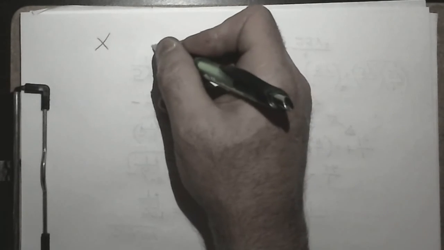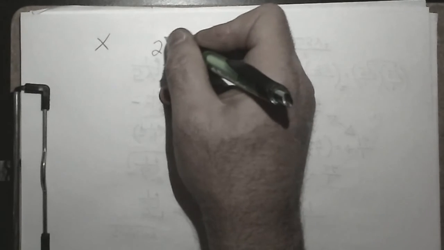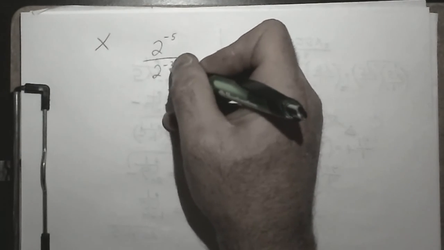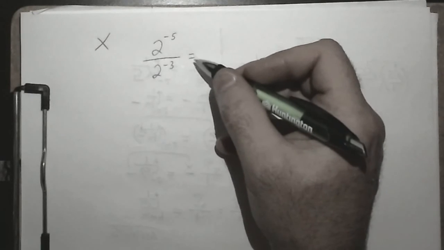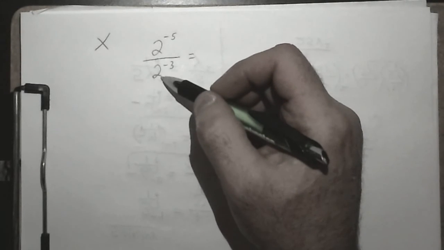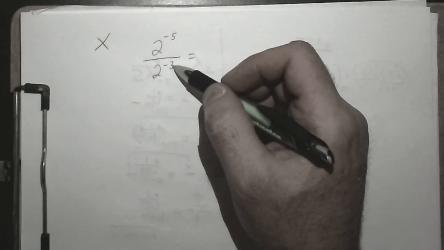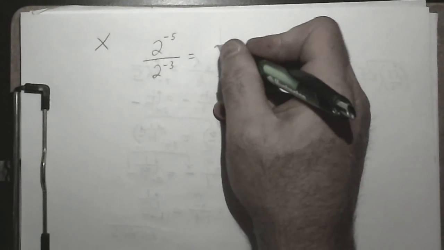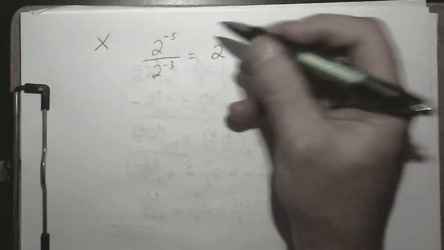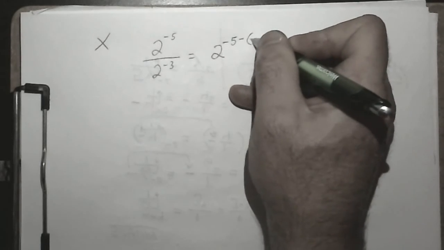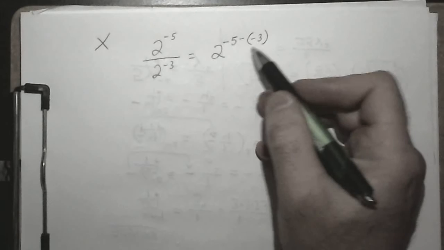All right, a couple more. Let's try to simplify 2 to the negative 5 power divided by 2 to the negative 3 power. Now, when we're dividing like bases, we keep the base the same and then we subtract the exponents. That's what the rule of exponents is for division of like bases. So the base of 2 remains the same, and we take the numerator exponent and subtract off the denominator exponent. Be careful with your signs here.